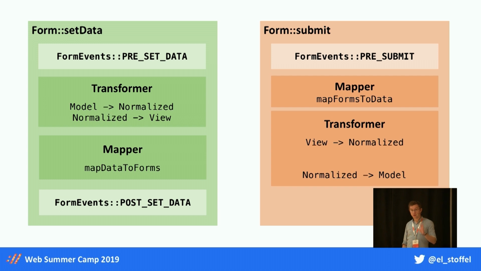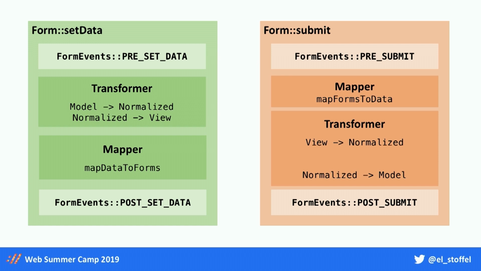and we have a pre-submit event and a post-submit, and there's just enough space to have a submit event as well. So if you want to work with the normalized data, you can hook into the submit event. I cannot really tell why there is no event on the other side between the view transformers and the model transformers, but I think there is not really a use case for that.